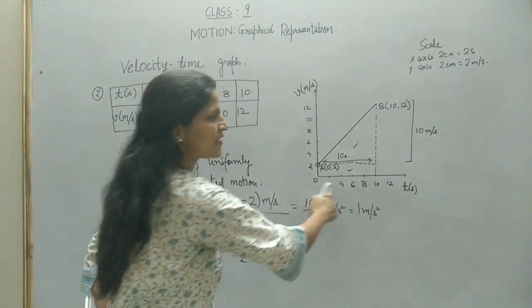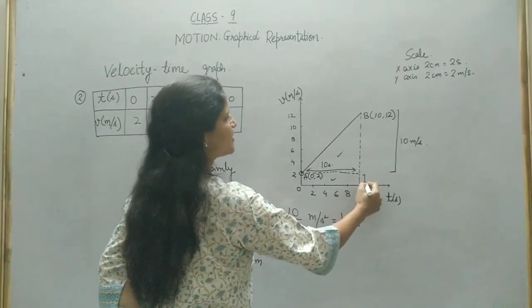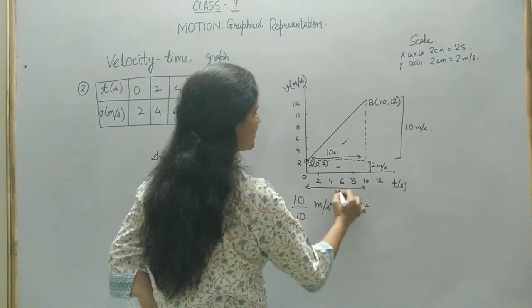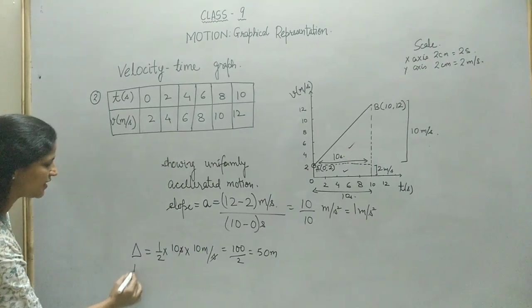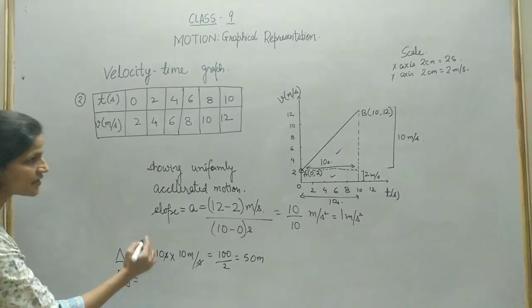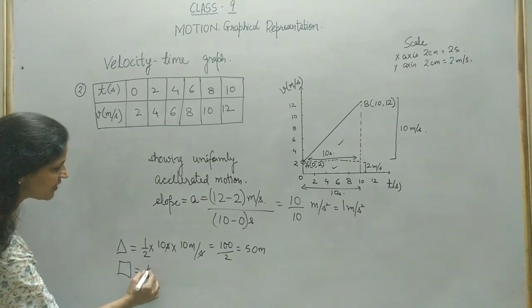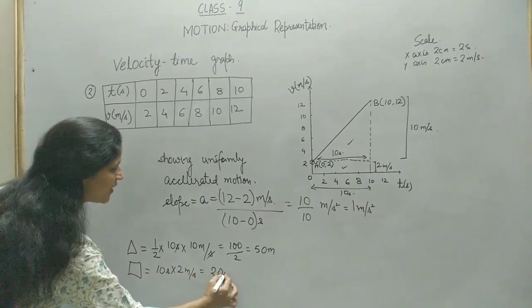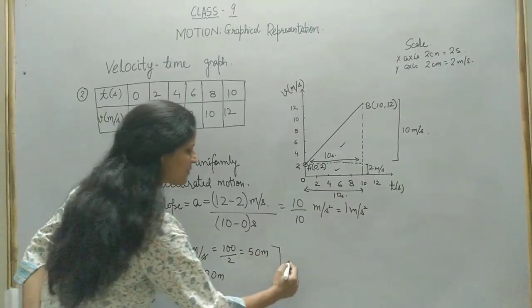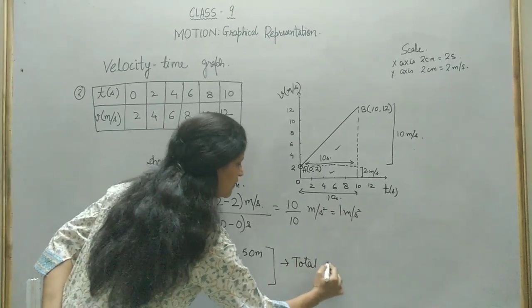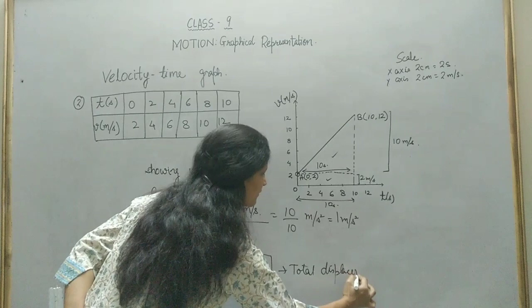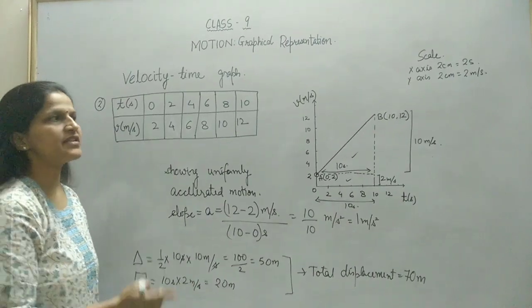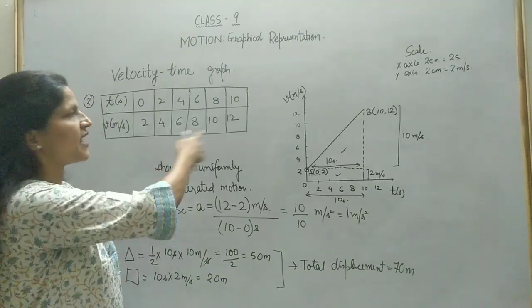Coming to the lower part, this is a rectangle. The rectangle has its width equal to 2 meter per second and its length is 10 seconds. So the area of the rectangle will be length into width. So 10 seconds multiplied by 2 meter per second gives us 20 meters. So the total displacement will be 70 meters. The sum of these two will give us the total displacement of the body in 10 seconds.